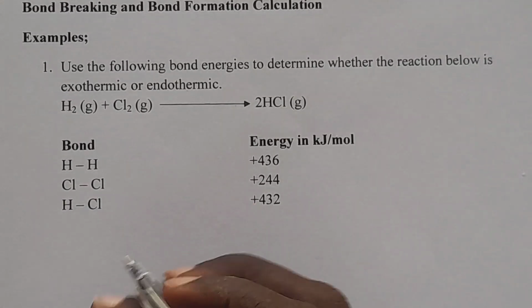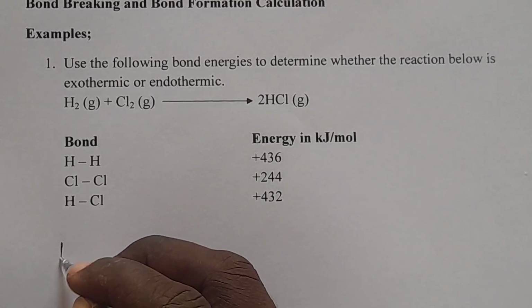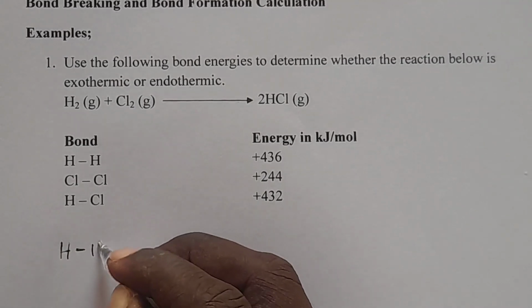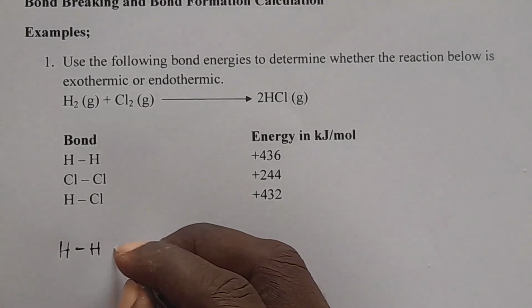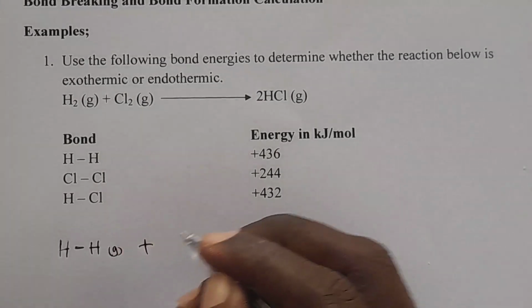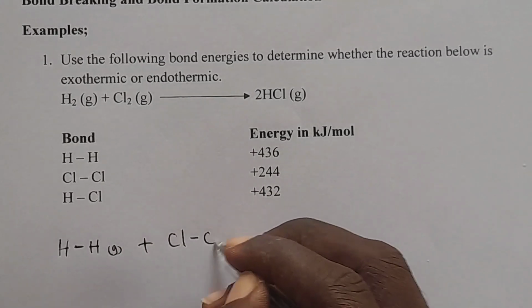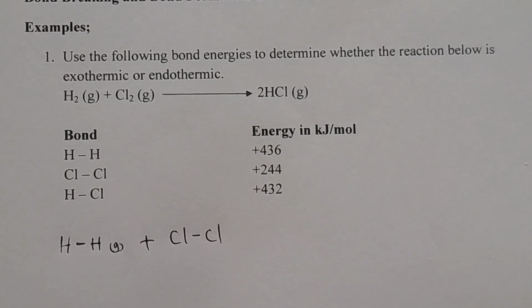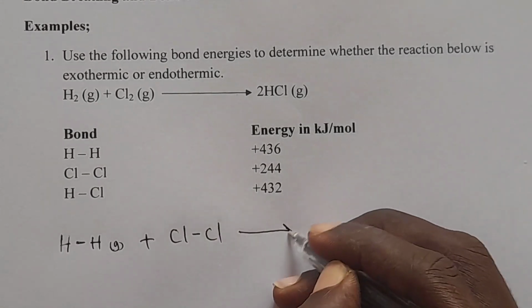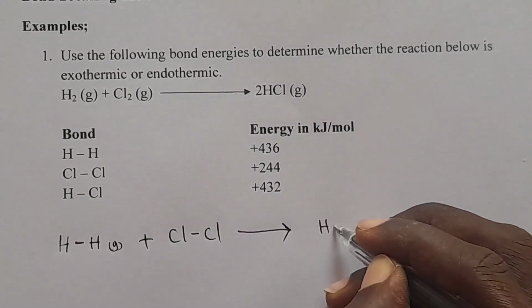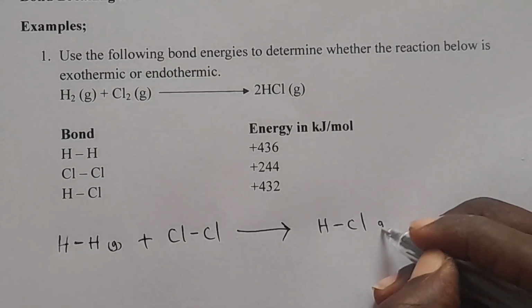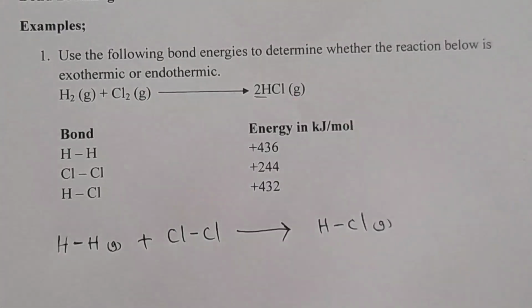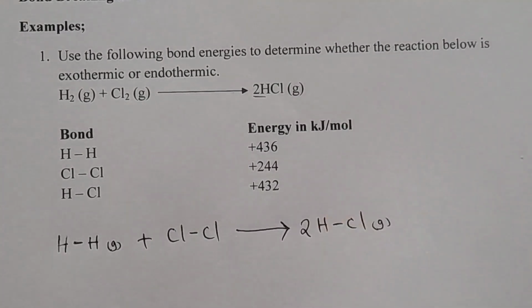Here we have hydrogen gas, so hydrogen gas can be written as hydrogen bonded with another hydrogen. Then we have chlorine gas, which we can write as chlorine to chlorine, with a single covalent bond in between them. So we have an arrow. The product here is hydrogen to chlorine bond. This is a gas, so the valence there is 2, so we're going to put 2 there.